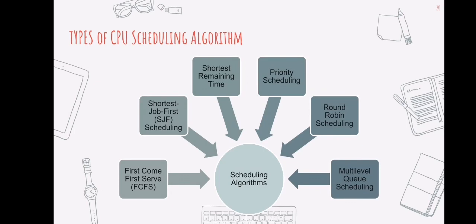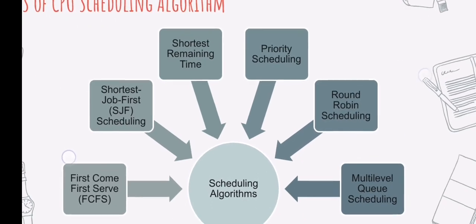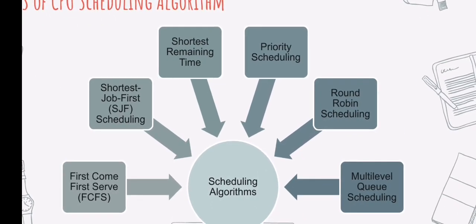Now, there are different types of CPU scheduling. First, the first come first serve or the FCFS, the shortest job first or the SJF, the shortest remaining time, the priority scheduling, round robin scheduling, and the multi-queue scheduling. In the first come first serve method, the process which requests the CPU gets the CPU allocation first. In the shortest remaining time, the process will be allocated to the task closest to its completion.